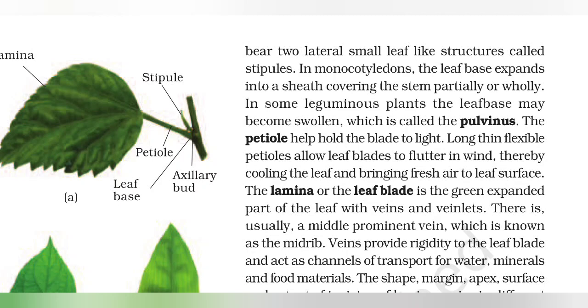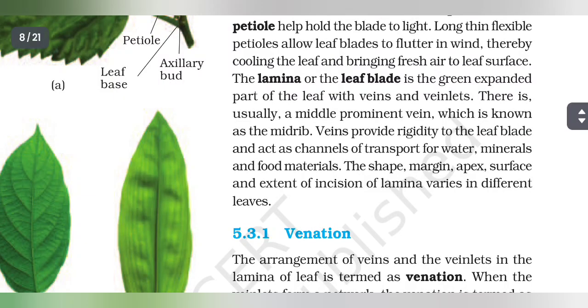Long, thin, flexible petioles allow leaf blades to flutter in wind, thereby cooling the leaf and bringing fresh air to the leaf surface. The lamina or the leaf blade is the green expanded part of the leaf with veins and veinlets. There is usually a middle prominent vein, which is known as the midrib. Veins provide rigidity to the leaf blade and act as channels of transport for water, minerals, and food materials. The shape, margin, apex, surface, and extent of incision of the lamina vary in different leaves.